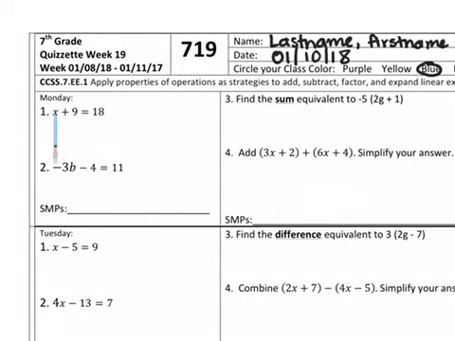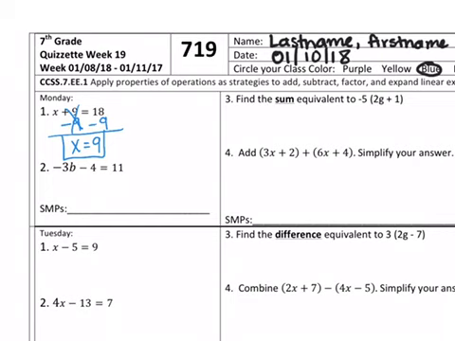So here, since it's a one-step equation, I just have to do one step, and my one step is to undo addition. So the way I undo addition is I do the opposite. The opposite of addition is subtraction, so I'm going to subtract 9 from both sides. On the left, I only have x equals 18 minus 9 is 9. So x is equal to 9.